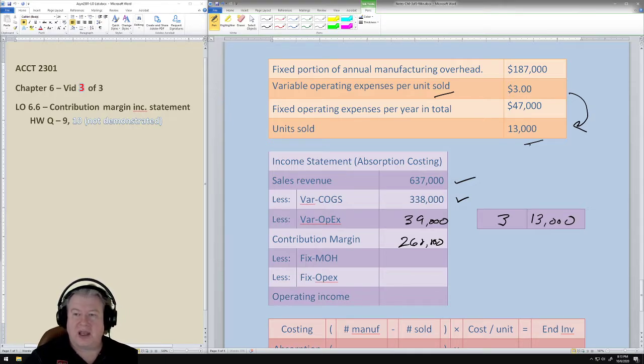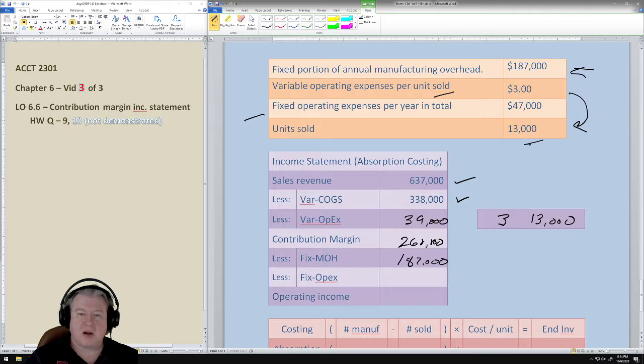Okay, we're given the fixed portion of manufacturing overhead. Remember, we had to calculate the variable part, 187. And we're given the fixed part of the operating expenses, which is 47.